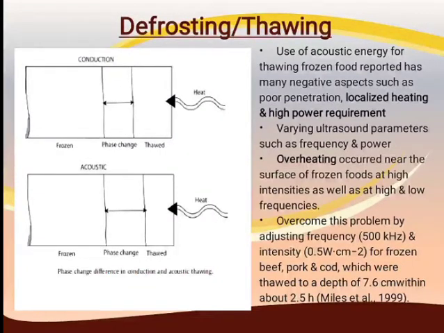The use of acoustic energy for thawing frozen foods has been reported to have many negative aspects, such as poor penetration, localized heating, and high power requirement. Varying ultrasound parameters such as frequency and power, overheating occurs near the surface of the frozen food at high intensity, as well as at high and low frequency. This problem can be overcome by adjusting the frequency to 500 kHz and intensity to 0.5 watt per square centimeter, for frozen beef, pork, and cod, which were thawed to a depth of 7.6 centimeters within about 1 to 2.5 hours.